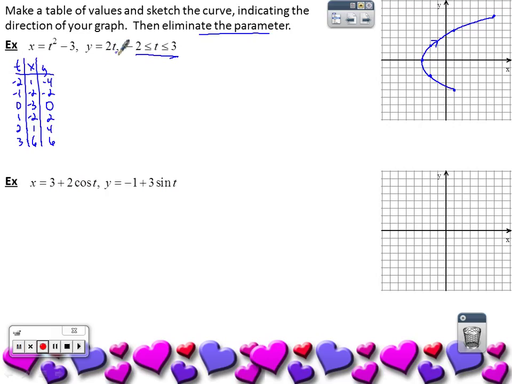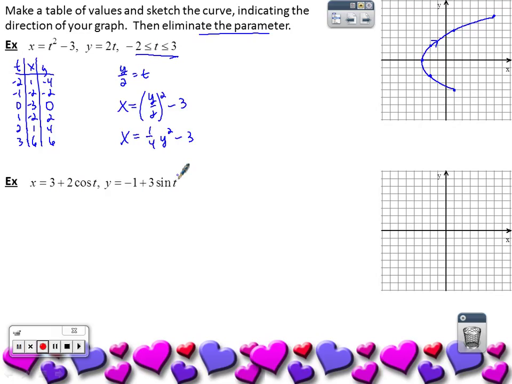So I would solve this one for t. So I get y over 2 equals t, and then I would sub it into the original. So x equals (y over 2) squared minus 3, or x equals 1/4 y squared minus 3. Now if you look at this, it does look like a sideways parabola, and this is a typical equation for one. It would have the y squared in it, it would have the x. So we really would not solve for y here. It would be one of the few instances where we don't solve for y.